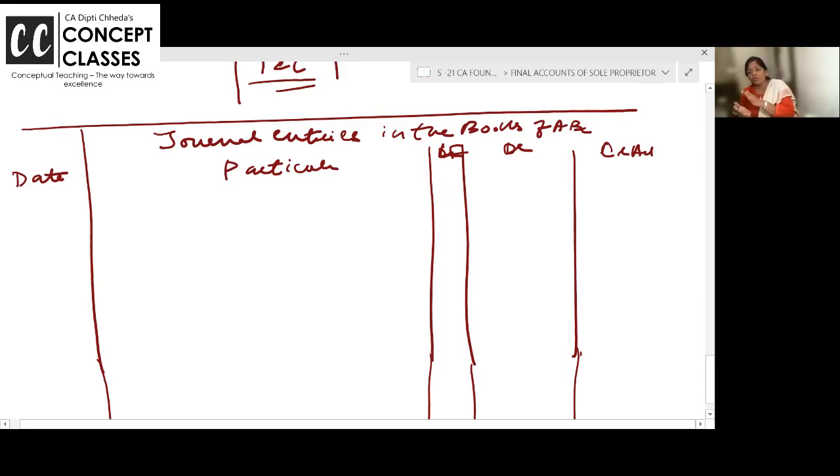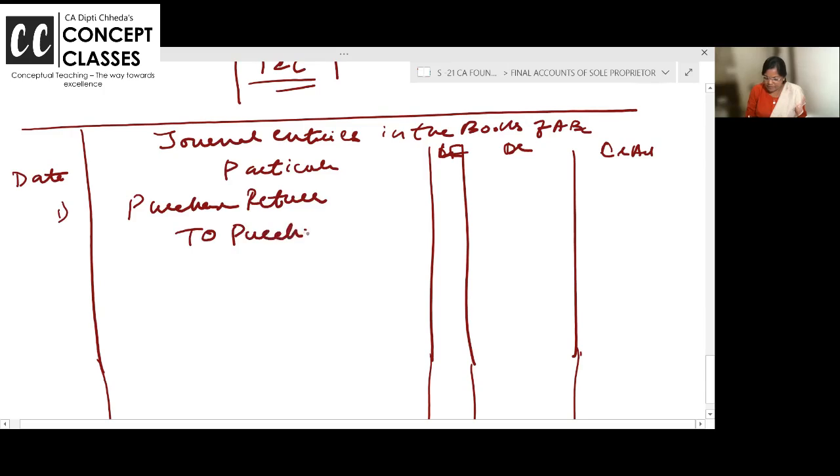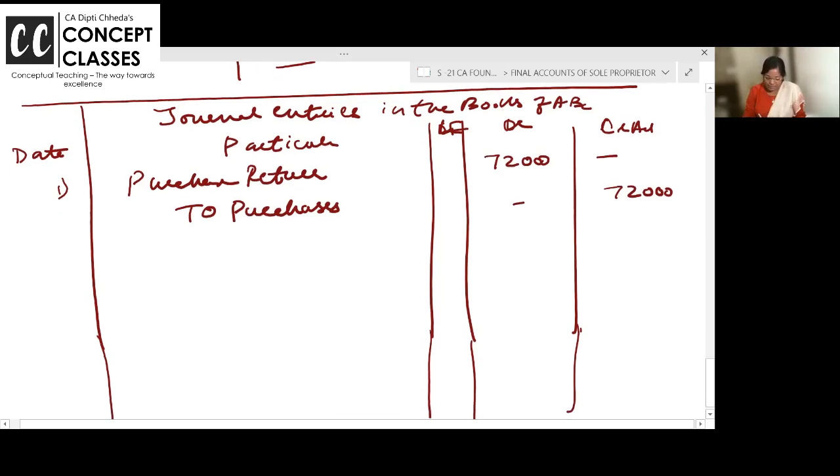So now you want to close purchase return. So what will you do? First entry. Purchase return debit to purchases. Debit purchase return and put it into purchases. 72,000. Purchase return debit to purchases credit, 72,000.